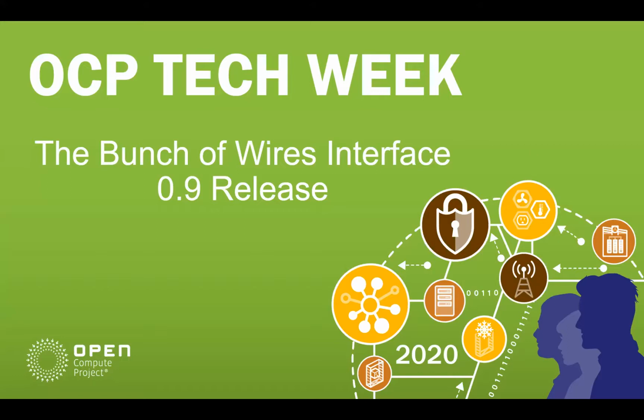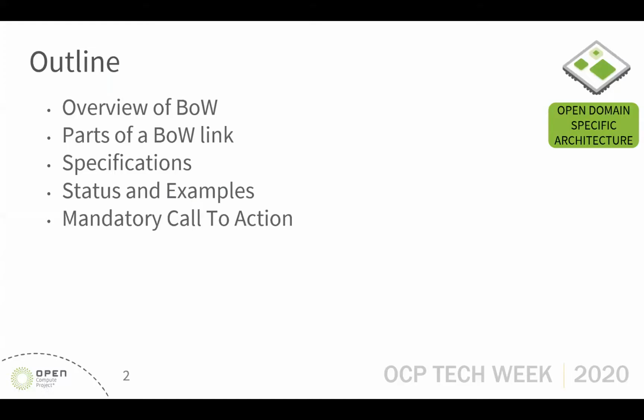Yes, please. Alrighty. So I'm Ken Paulton from Keysight, and I'm going to talk about the bunch of wires interface, the 0.9 release of the proposed specification. It was intended to be the 1.0 release, but we didn't quite get there. So I'll do a little overview of a bunch of wires, parts of a link, specifications, status and examples, and our call to action.